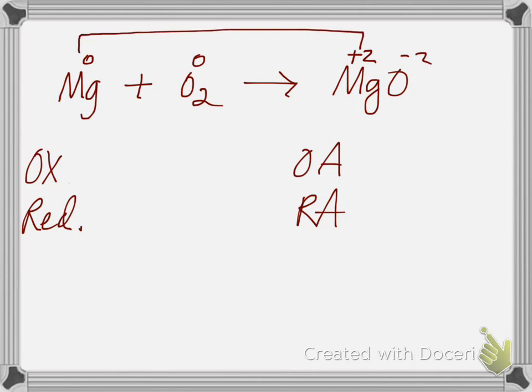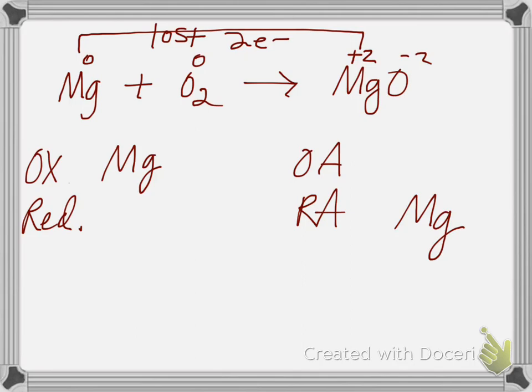What's happening with magnesium? It's going from a 0 to a +2. What did it do? It lost electrons. How many? Lost 2 electrons. So it's being oxidized. So magnesium is being oxidized. That will make it the reducing agent. Oxygen is going from 0 to a -2, so it gained 2 electrons.